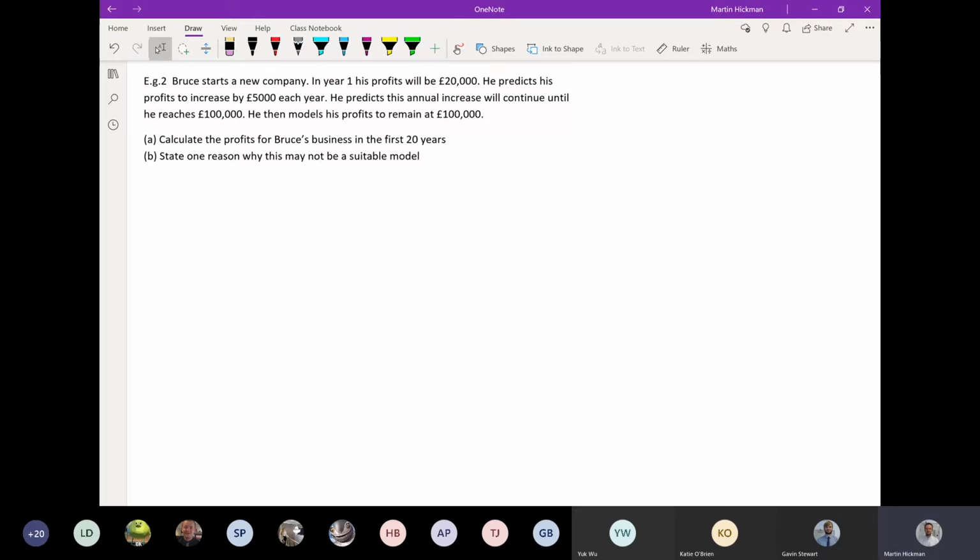So firstly, what type of sequence is this? And are there any restrictions on this? Okay, so I just want you to put in the chat, what type of sequence is this? But are there any restrictions on this?